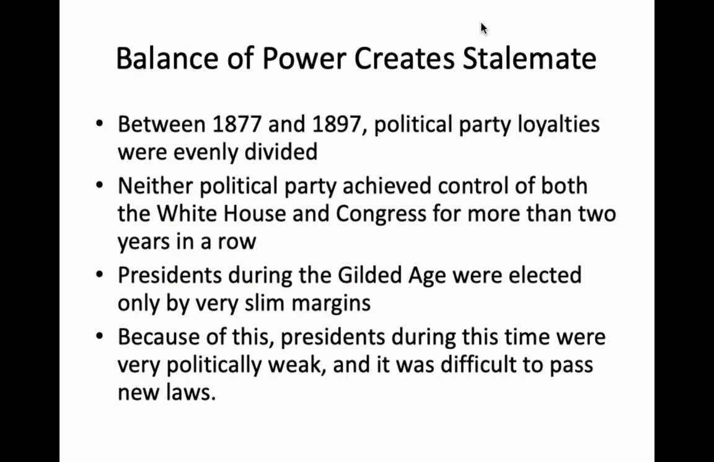So, balance of power creates a stalemate. One of the things that is both positive and negative about the federal government is the same thing. When we have one party that has too much power, that tends to be a bad thing. Or when we have the balance of power weighted equally, it is difficult to get things done because most things in Congress have to pass by a 2/3 majority. And if you're split 50-50, it's really hard to get a 2/3 majority.